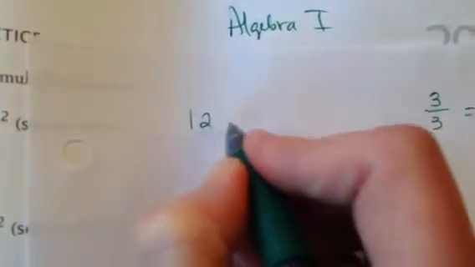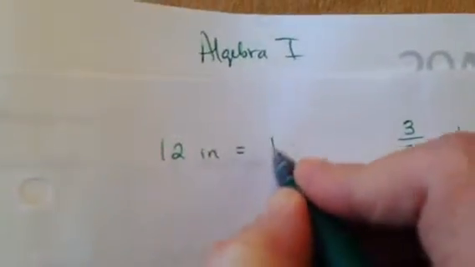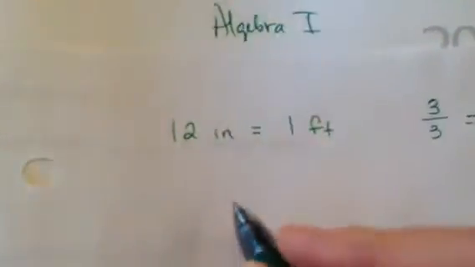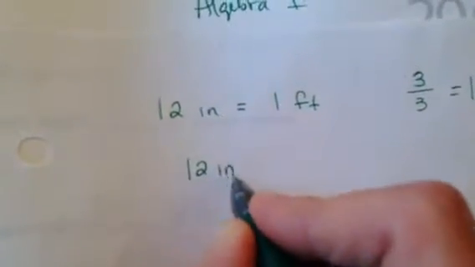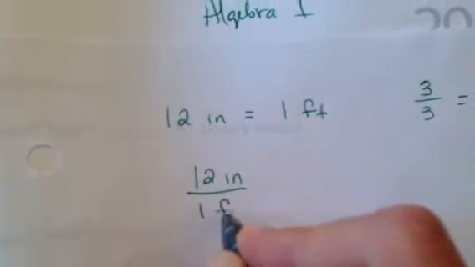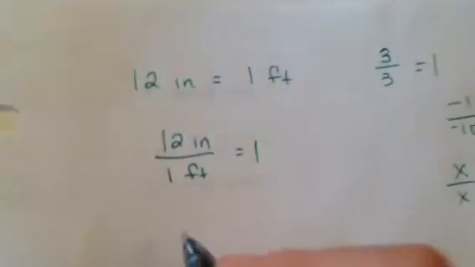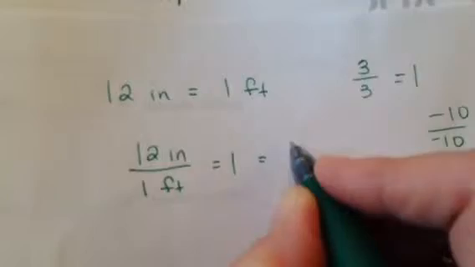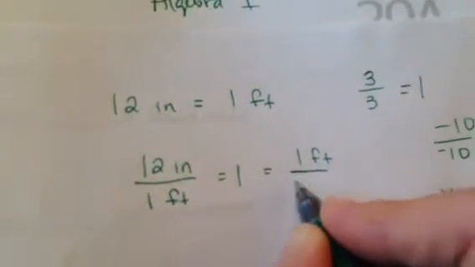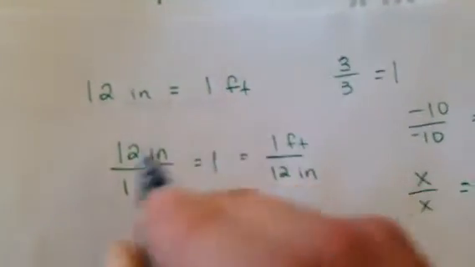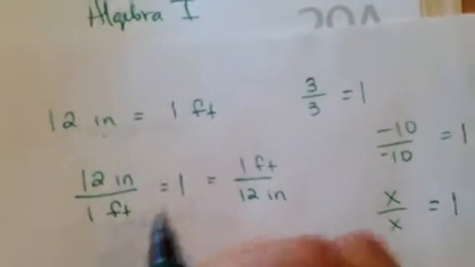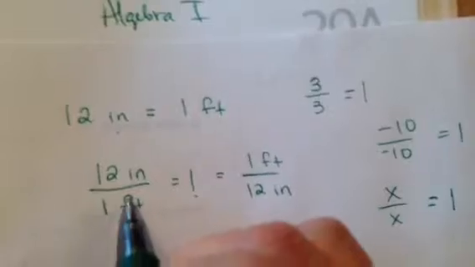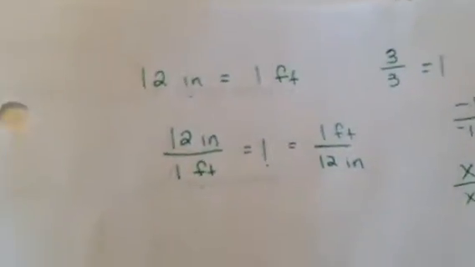Now, would you agree that 12 inches is the same thing as 1 foot? Because that's true, they are equal, basically they're the same thing, I know that 12 inches over 1 foot equals 1. Or, that's the same thing as 1 foot over 12 inches. This is going to be true for any two things that are equal. You can put them on top of each other, and they're going to always equal 1. Doesn't matter which one goes on top. Now, I want you to think about that when you're doing these conversions.